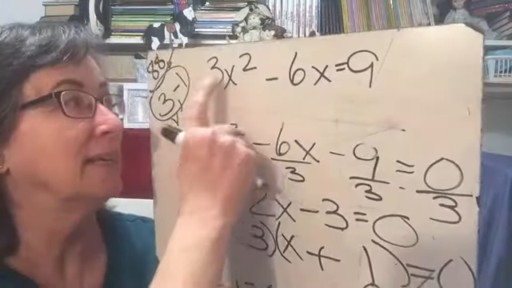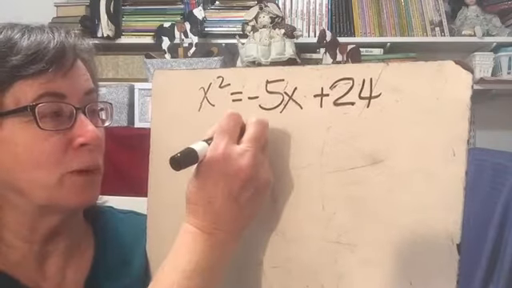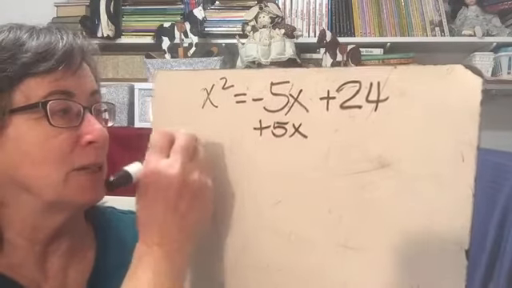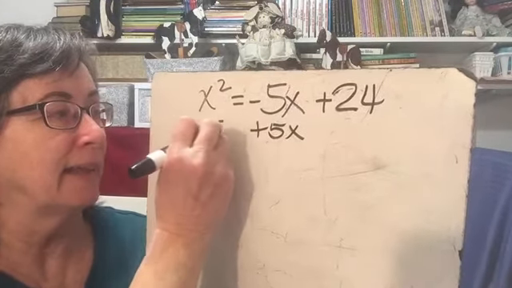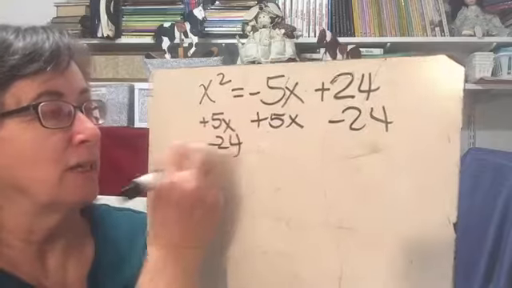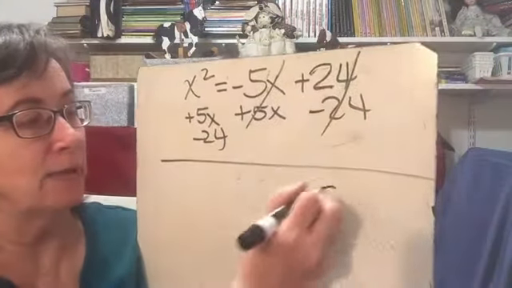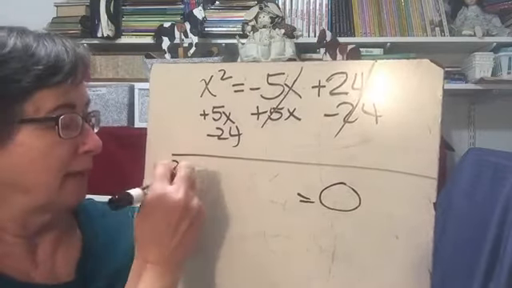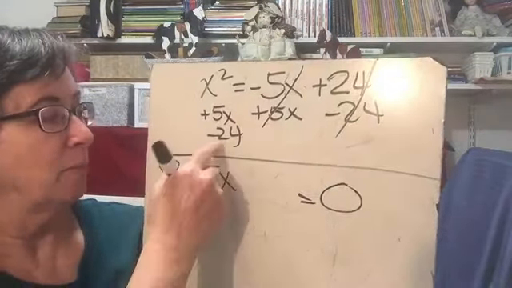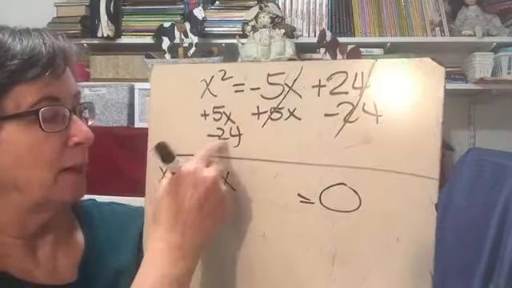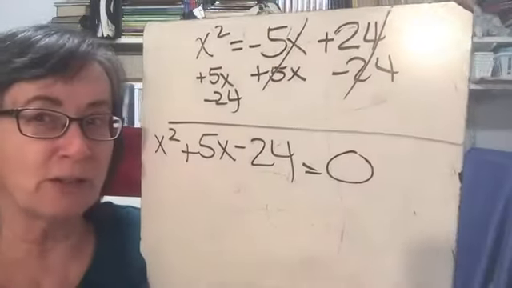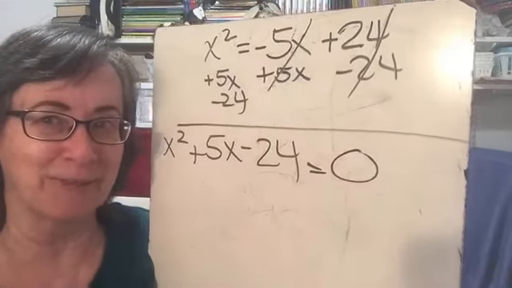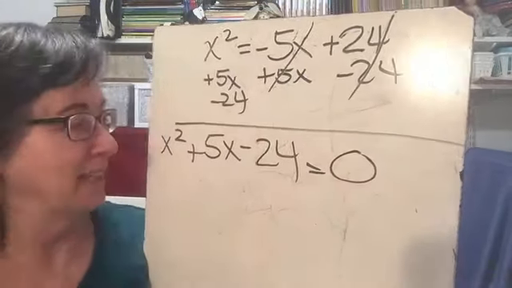Okay, hopefully you did that. So we're going to put this in standard form. We're going to add a 5x to both sides. We want to get rid of this one too, so we'll subtract a 24 from both sides. When we do this, all of this goes away, and I have a 0 on the right. On the left, I have an x squared plus a 5x minus a 24. And I have everything on the left, which makes it very easy to factor. So remember, to use our zero factor property, we have to have a 0 on one side. So that first step is very important.